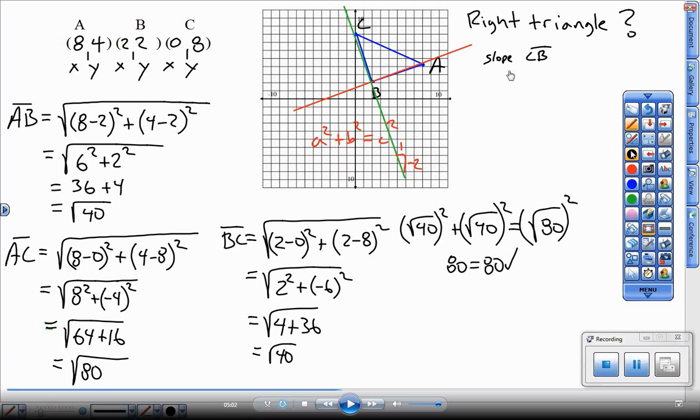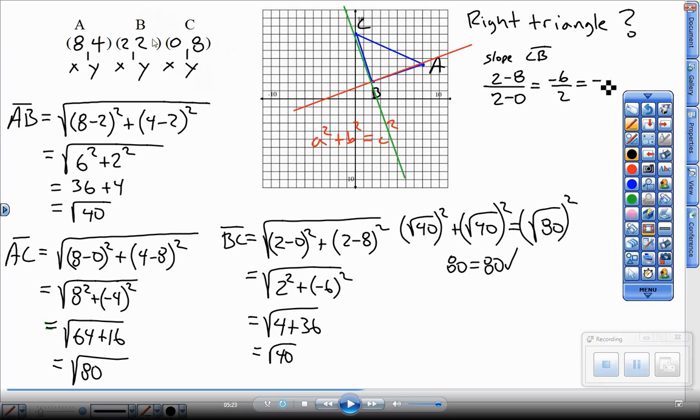So to find the slope of the points through CB, I'm going to take the points 2, which is the y number, minus 8. And I'm going to stay consistent. I'm going to go 2 minus 8 on top, and then go that same order, 2 minus 0 on the bottom. I could have went 8 minus 2, as long as I did 0 minus 2 on the bottom. Stay consistent.